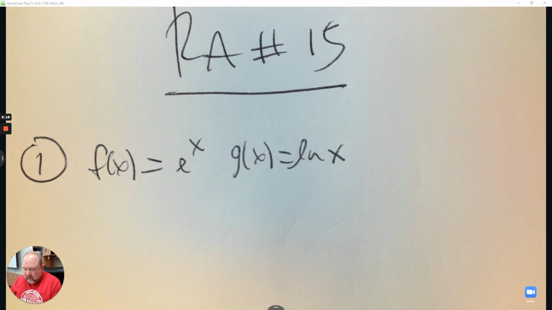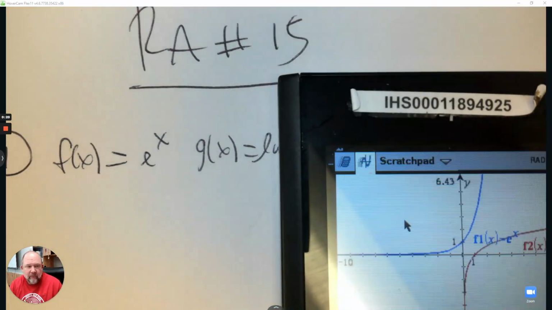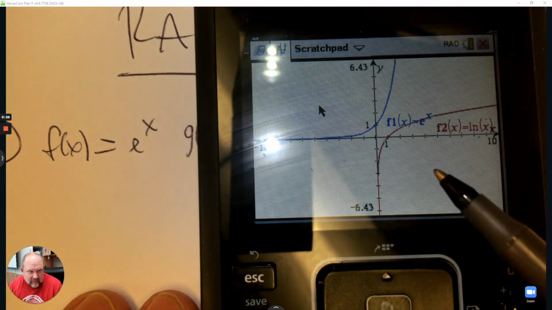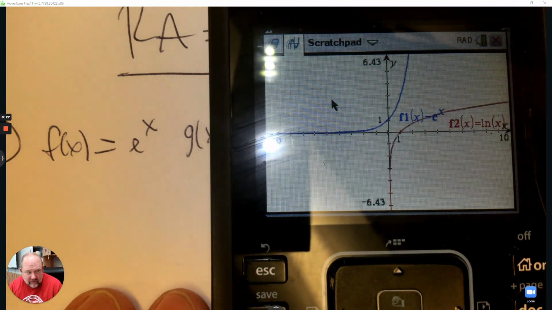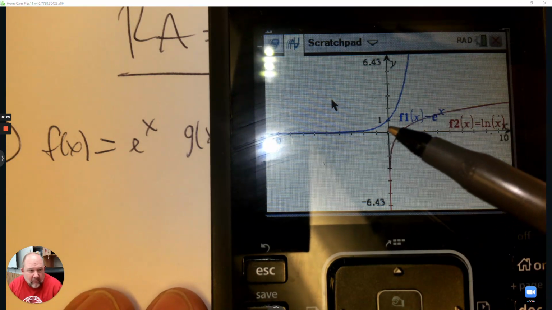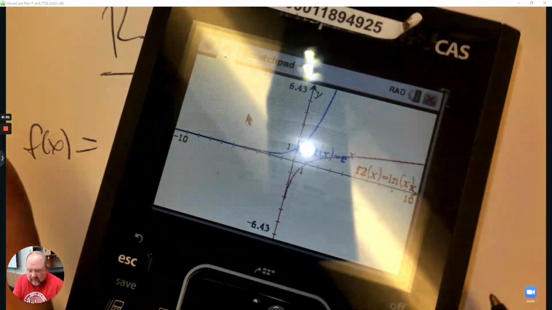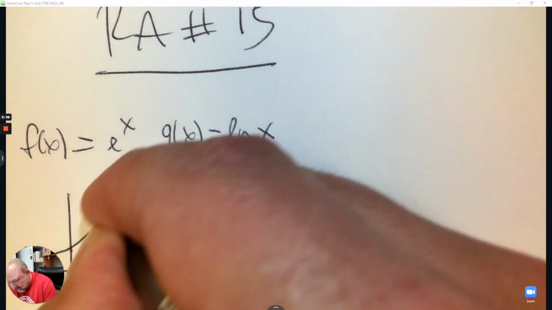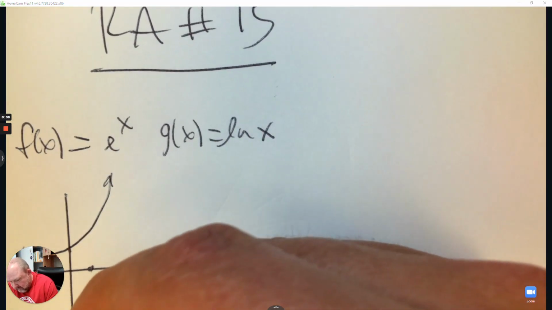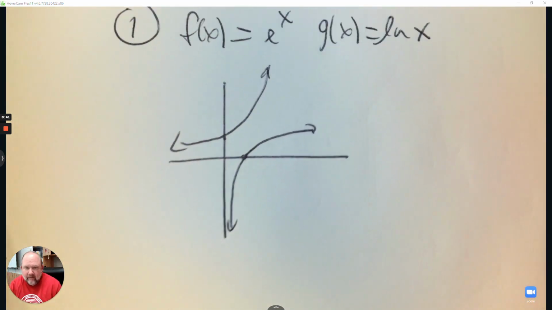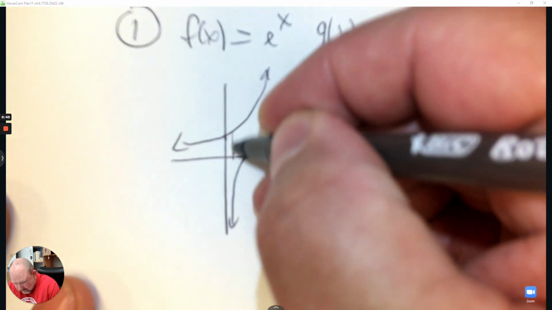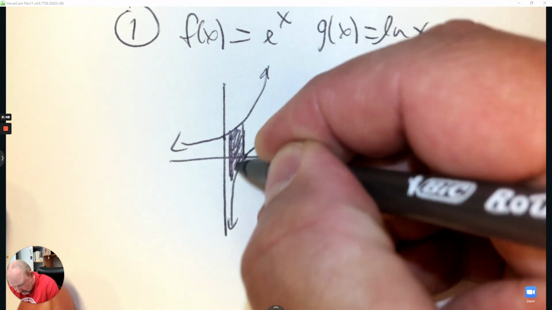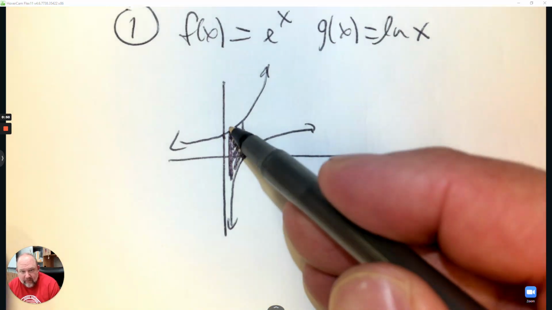So we can graph these and get a better look at what we're doing here. Here's the graph of e to the x, and here's the graph of ln x, and we're going to go from 1/2 to 1. If I sketch that, here's e to the x, here is ln x, and picture 1/2 here to 1 here. This is the area that we're finding between 1/2 and 1.